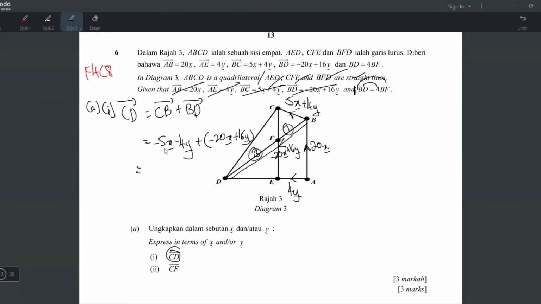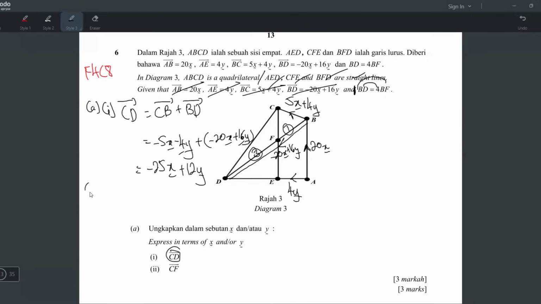And then now X with X can be done, Y with Y can be done. Negative 5 minus 20 is negative 25. And also you can straight away ignore the bracket, because it's addition. It's not subtraction, it's addition. So you can just straight away remove the bracket and then just add directly. Okay, negative 4y plus 16y, that's going to be 12y. So that's the answer.